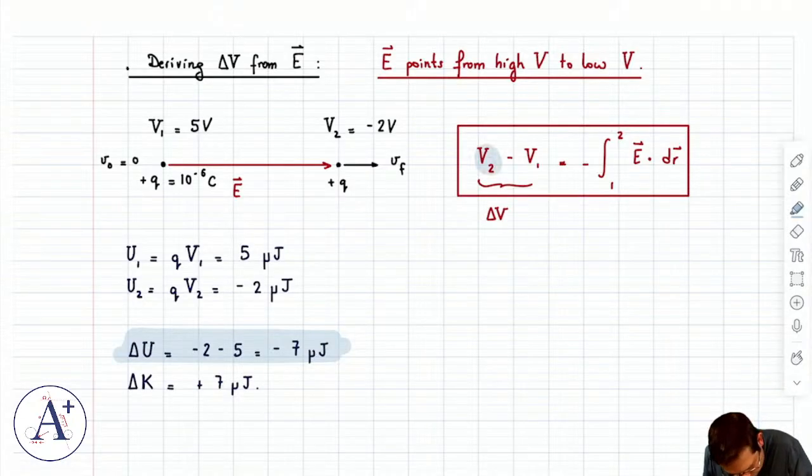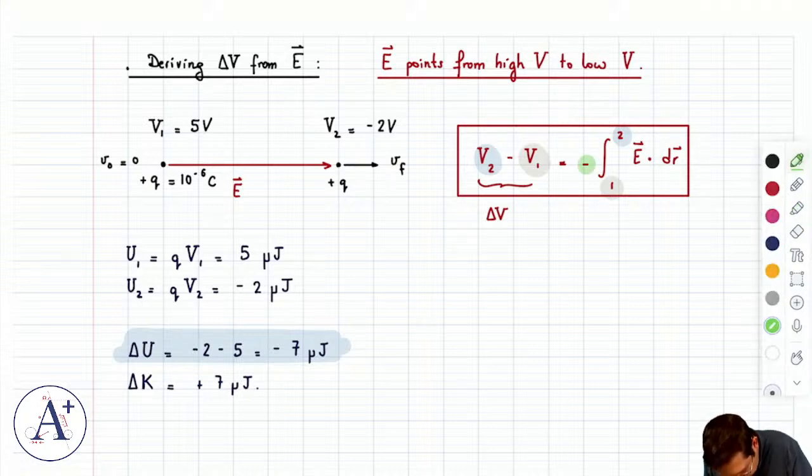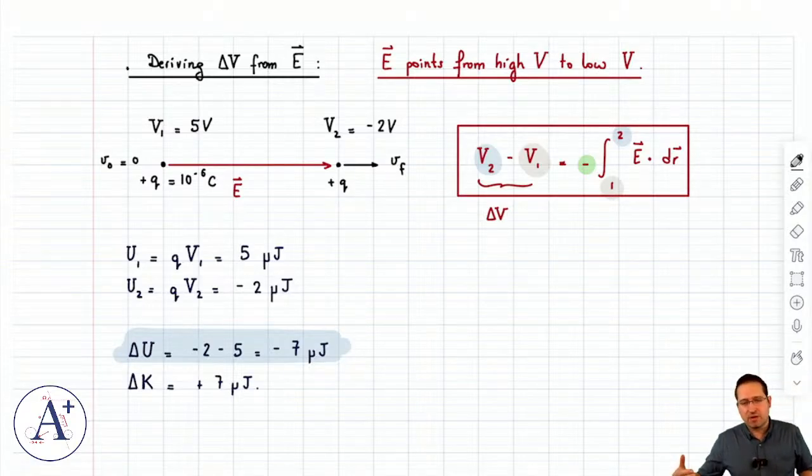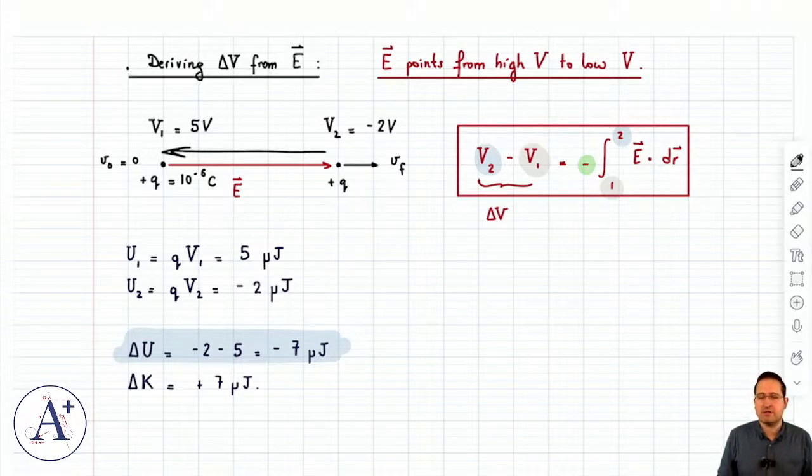If this is V2, the upper bound has to be 2. If this is V1, then the lower bound here has to be V1, it has to be 1. And then the minus here is just there. The reason it's there is because E points from high V to low V, right? So if delta V is positive, you get an increase in V. Well, that would be from right to left. Bummer, E points from left to right. So the minus is there to account for direction.